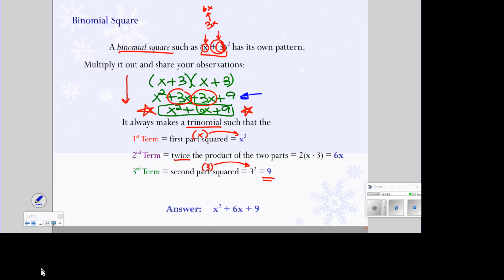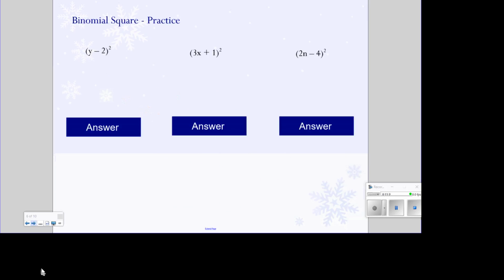Now, obviously, you don't have to always use this shortcut or this method, but it will definitely help us in our next unit if you can become familiar with these patterns that we're finding here in this unit. So let's practice applying this.